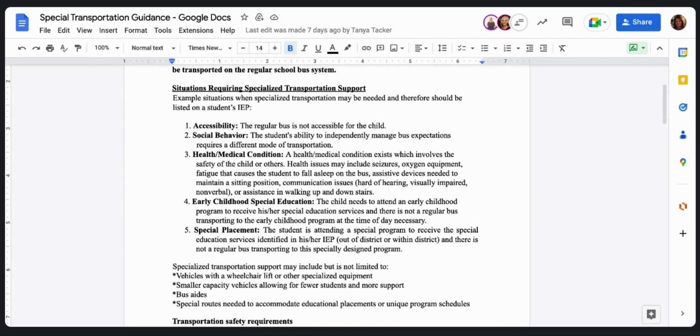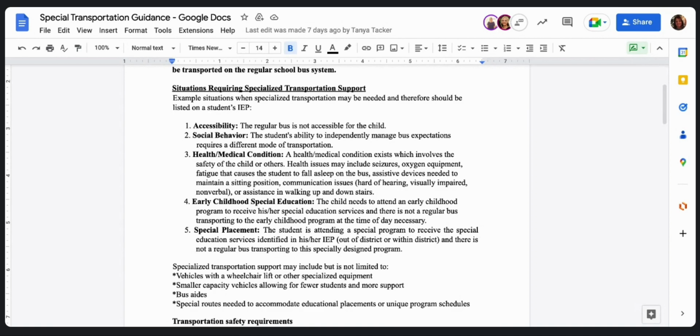This could include a student who has seizures, has oxygen equipment, fatigue and falls asleep on the bus, or if there's assistive technology needs that need to be met, those can all possibly be met through special transportation. The fourth area doesn't apply to many of the students that you're looking at special transportation for, and that is early childhood special ed. If a child is identified for ECSE, they are eligible to receive transportation services during the program time if and when necessary.